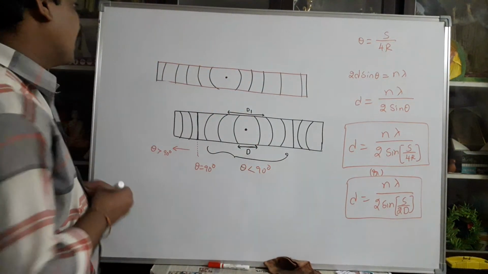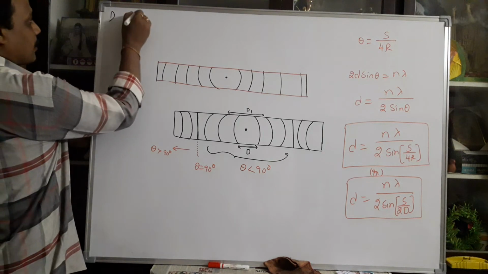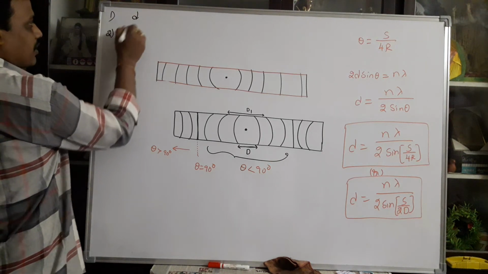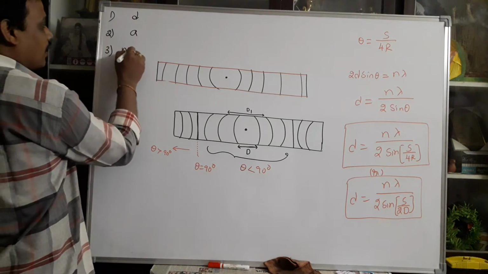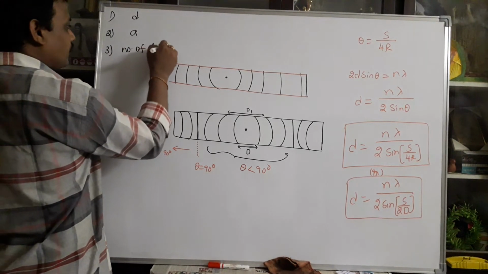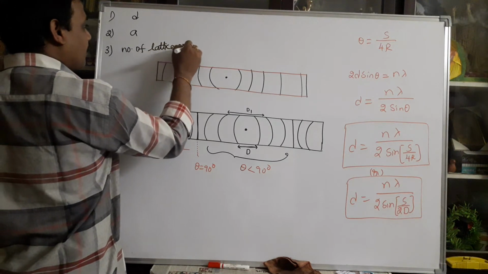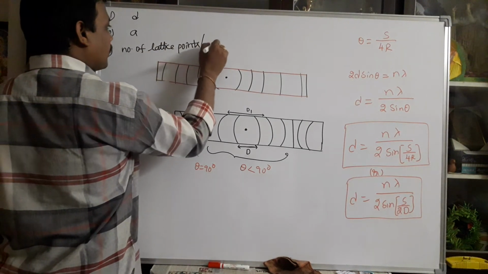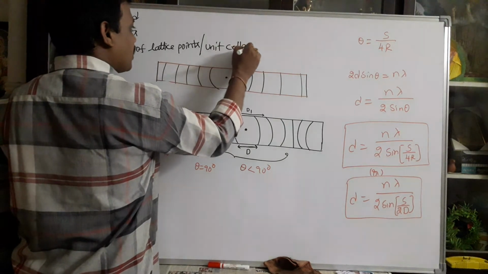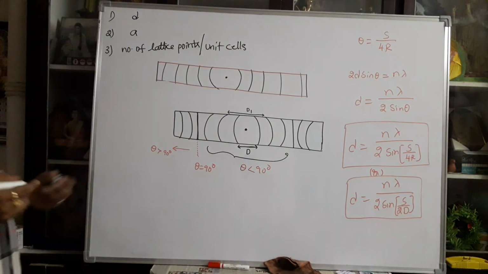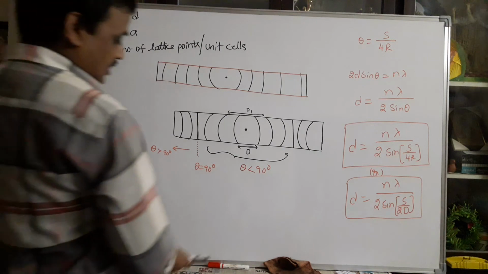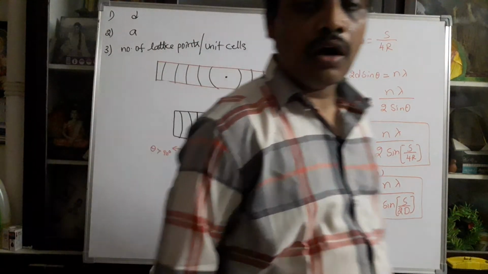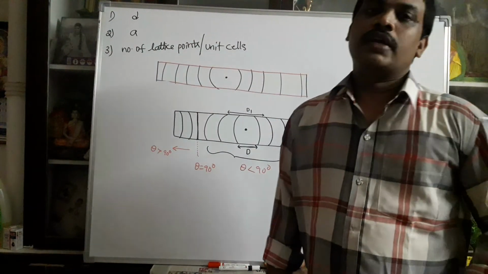Once d is calculated, after determination of the d value, you can calculate the lattice constant small a. After that, you can determine the number of lattice points per unit cell. That value is very easy to calculate. The structure of the crystal, whether primitive, face centered or body centered cubic structure, is easily determined.